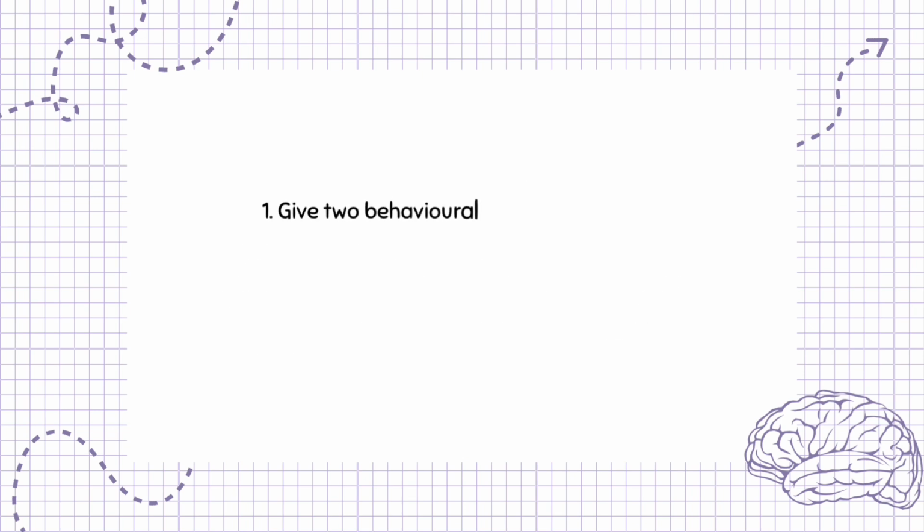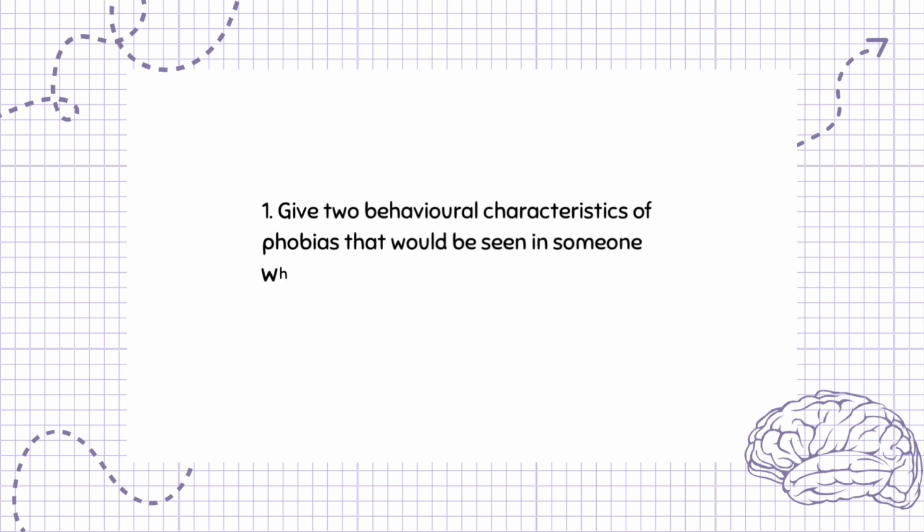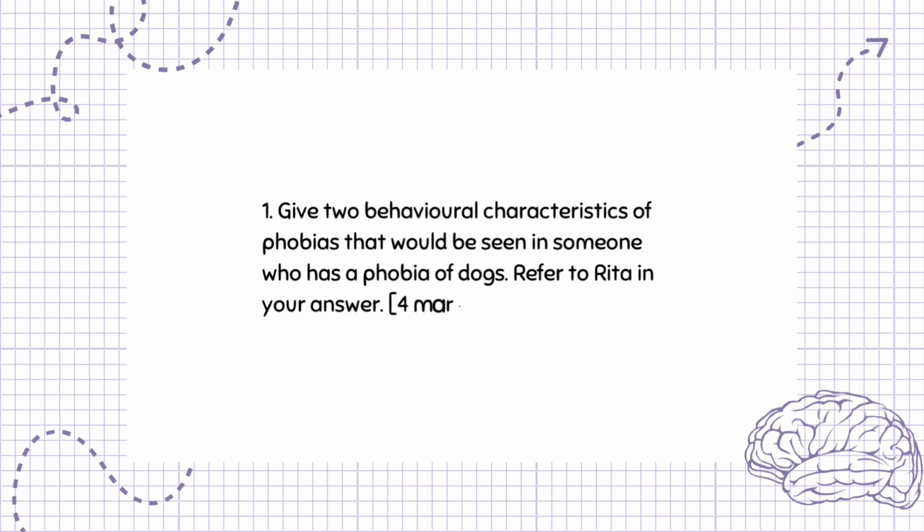Question 1. Give 2 behavioral characteristics of phobias that would be seen in someone who has a phobia of dogs. Refer to Rita in your answer. 4 marks.